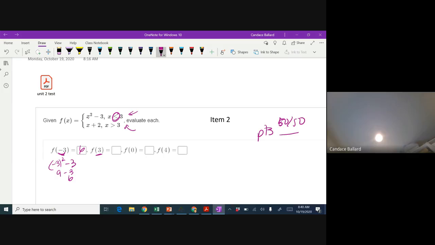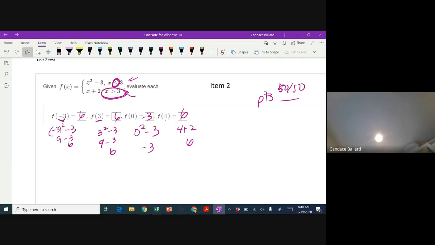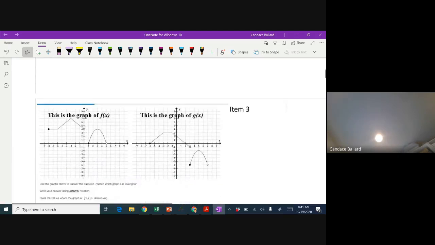So I'm going to do 3 squared minus 3, which would be 9 minus 3, which again is 6. F of 0 is also less than 3, so I'm still in the top branch. 0 squared minus 3 is going to be -3. And then I'm going to put in the 4. 4 is the only one that's true in the bottom branch, so I get 4 plus 2, which is 6. I purposely put the 0 in the middle so that it did not look like 6, 6, 6. So I was aware of that when I was doing the test. All right, that was item 2. I think pretty much everybody was successful on item 2.